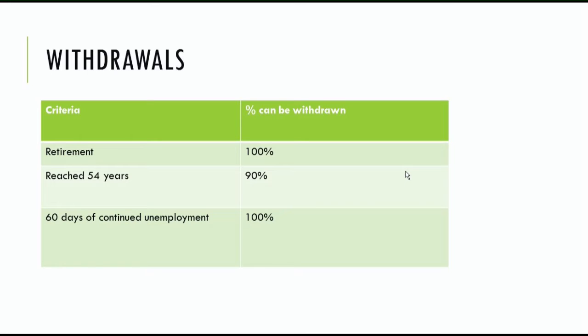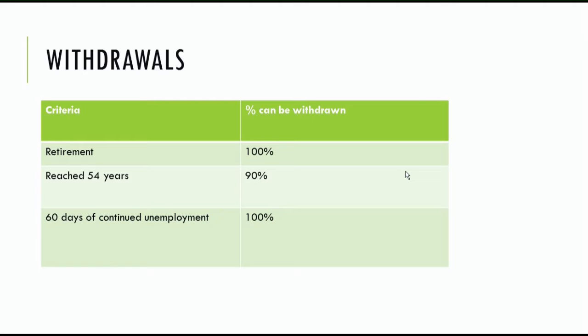In this slide, we are talking about when an employee can withdraw his PF account. The first criteria is on his retirement, he can withdraw the entire amount from his PF account, including his contribution, his employer contribution, plus the interest accumulated on his employer contributions.